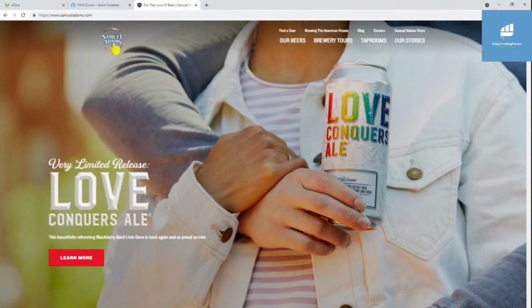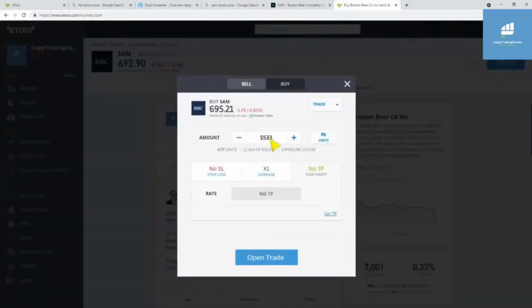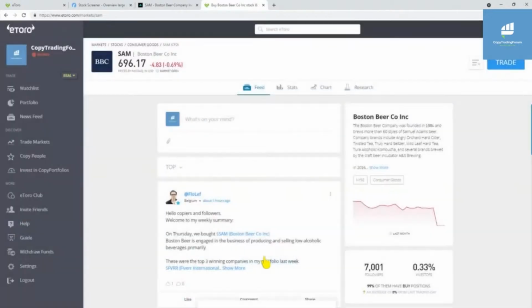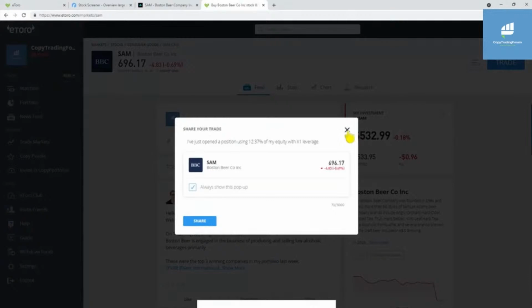So I'm going to invest in Samuel Adams with the ticker name SAM. So let's go to eToro. 533.95 is what I have to buy this stock. Open the trade here with no stop loss and no take profit. So I'm going to open that there. And there we go, I have bought SAM.